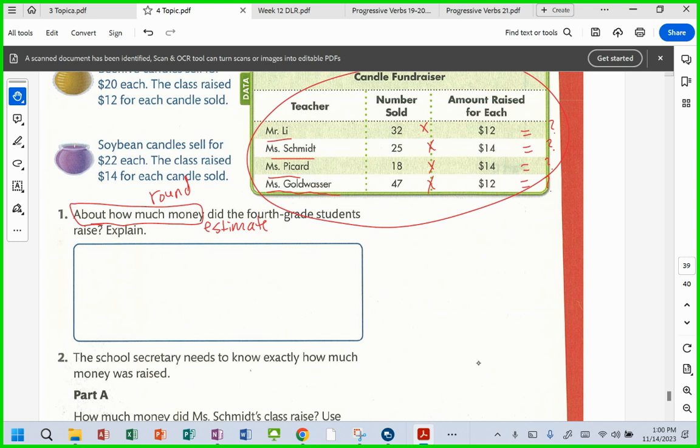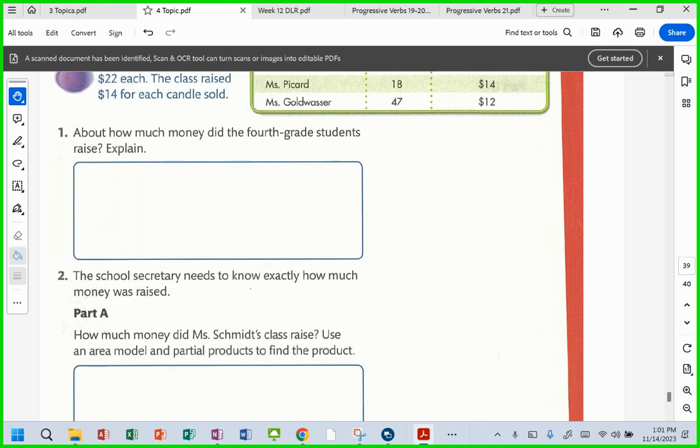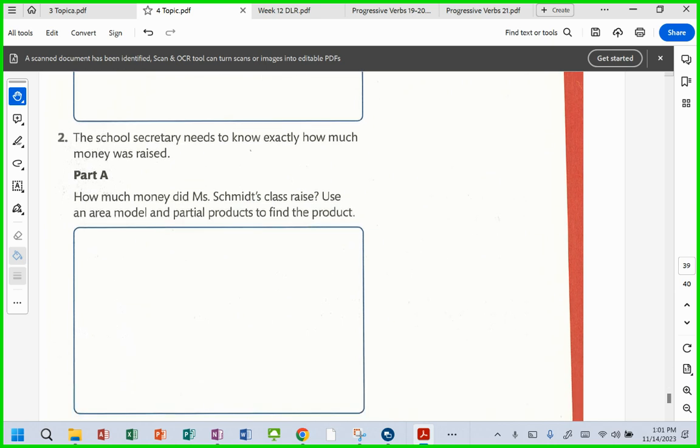You could do compatible numbers, right? So 30. You could do simple math to get these answers quick. 30 times 10, 25 times 10, I guess. 20 times 15, 50 times 10. Just to get quick answers, right? But that'll be up to you. Or you round, or maybe you just do the math without rounding. The school secretary needs to know exactly how much money was raised.